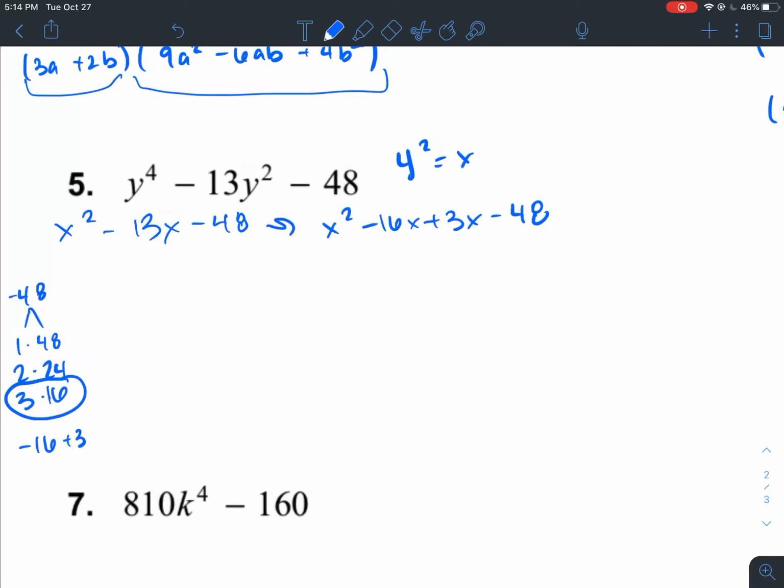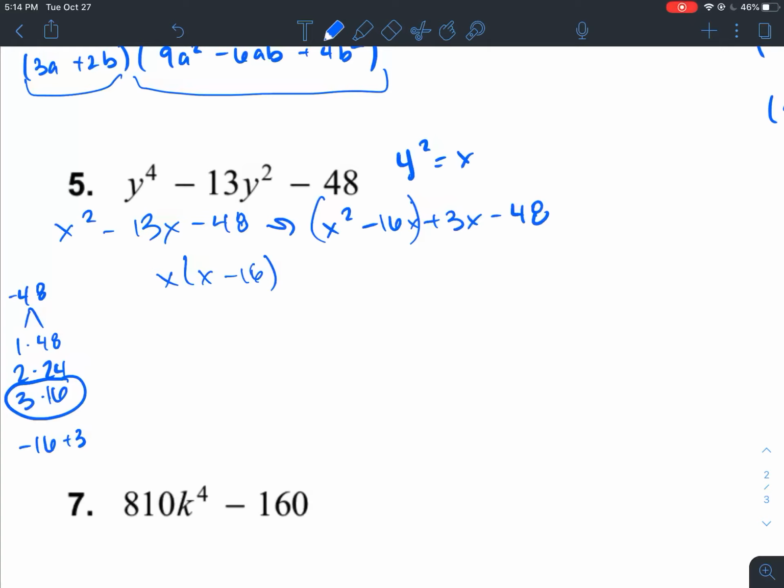So now I have 4 terms, which means I can factor by grouping. So here, I'm going to take that half right there. Is there something in common between that half? Well, there's an x. I can factor out an x, like that. And then I'll be left with x minus 16.